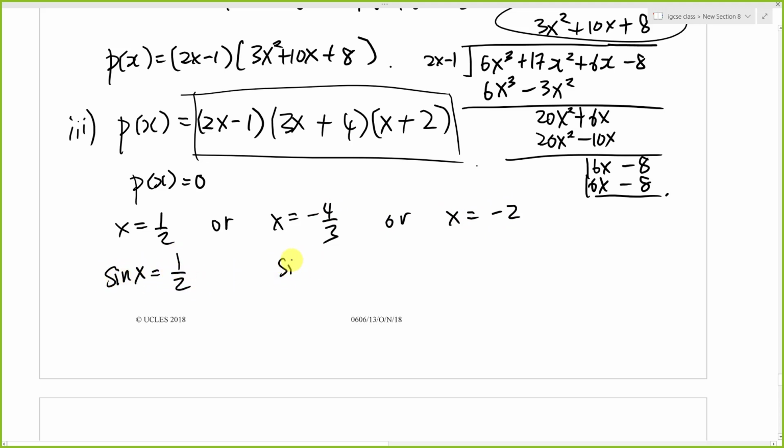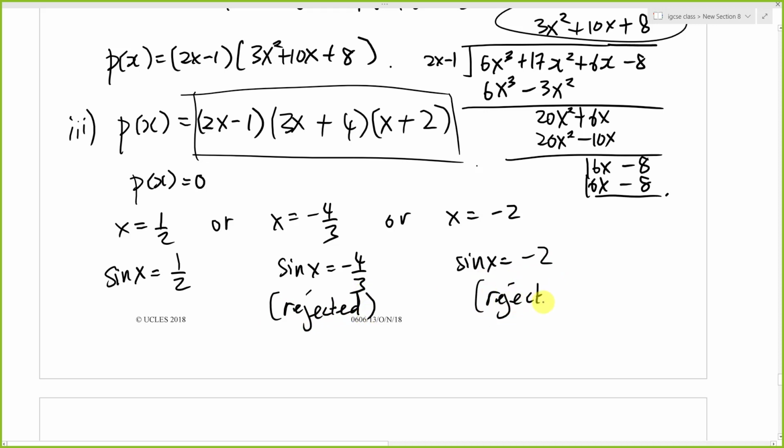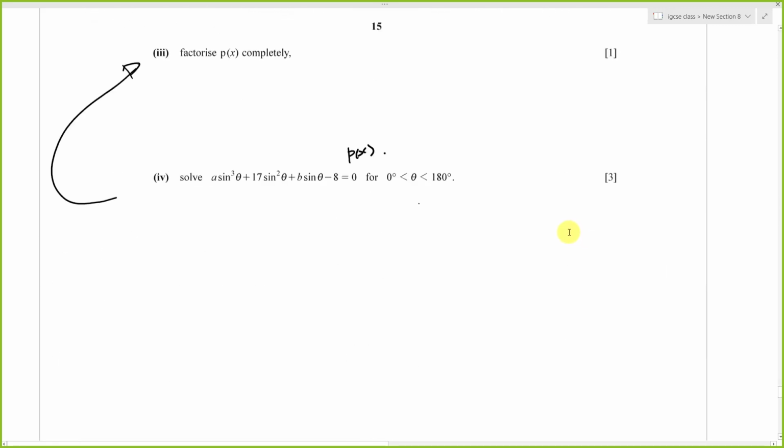So yeah, this one definitely is rejected because it's less than negative 1. This one also is rejected because it's less than negative 1 as well. So yeah, this one is rejected. This one also rejected. That means you only have one answer, and then they want the answer between 0 and 180. So this one is 30 degrees and 150. So you only have two values of angle here, which are 30 degrees and 150 degrees.